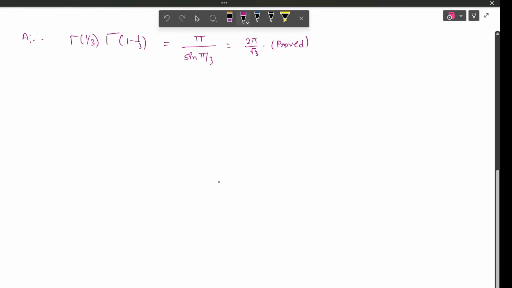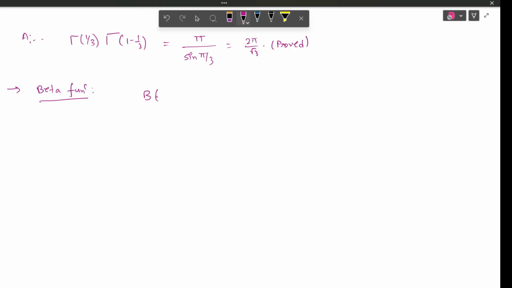Now let's talk about beta function. What is beta function? The improper integral of the form, let me write it here: beta of m comma n is equal to the integral from 0 to 1 of x to the power m minus 1 into 1 minus x to the power n minus 1 into dx, where m and n are greater than 0.